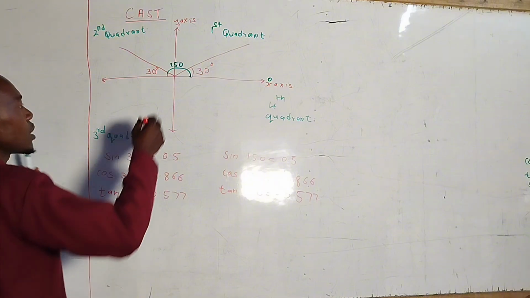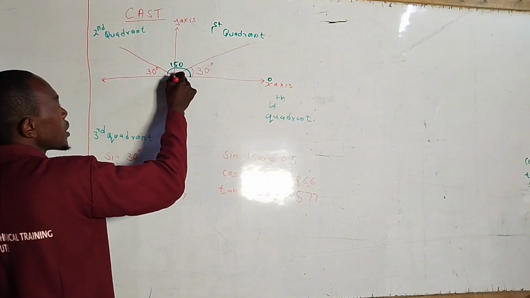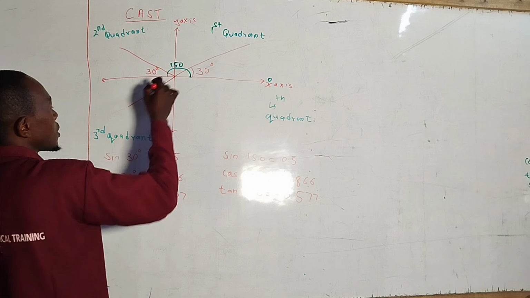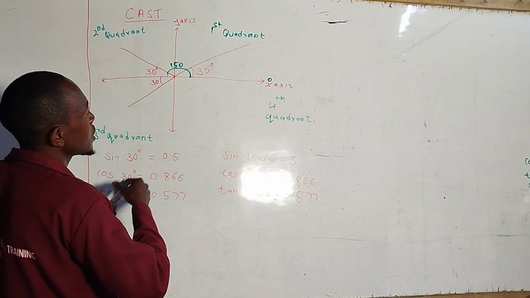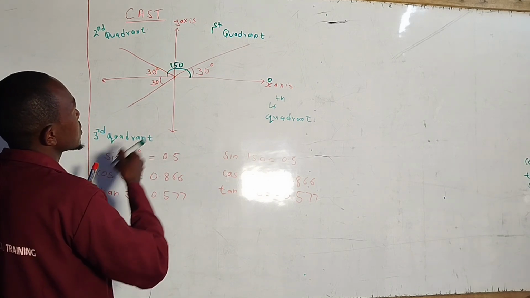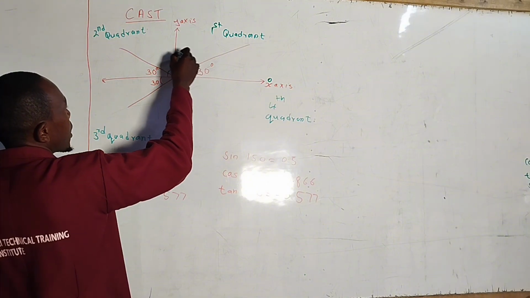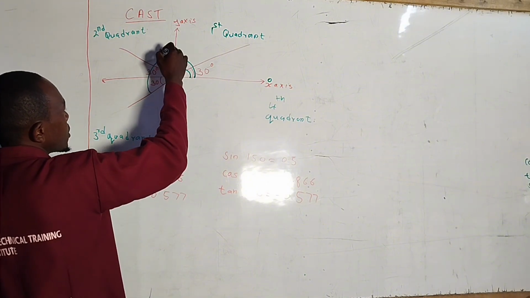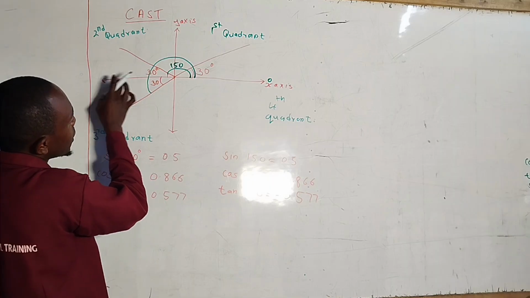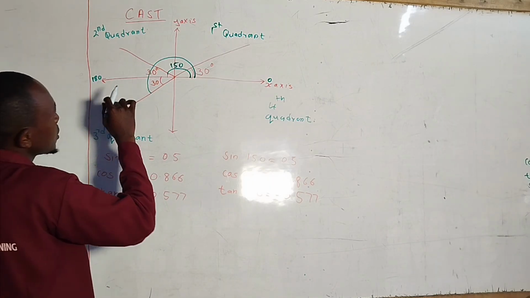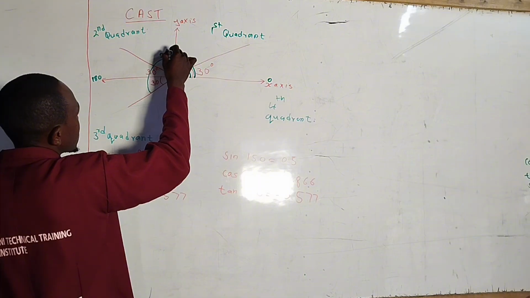I want us now to talk about 30 degrees in the third quadrant. So in the third quadrant, I'll talk about 30 degrees here. My 30 degrees will be there. From the zero mark, this is going to be 180. Of course, then you have 180 here, plus 30 to give me 210 degrees.